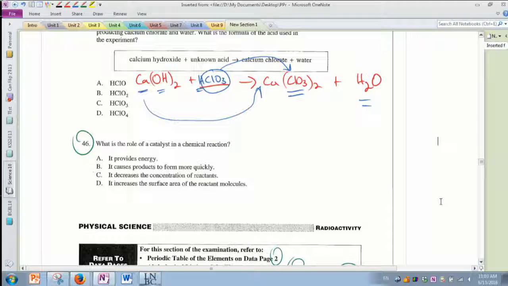46, the role of a catalyst in a chemical reaction. Causes products to form more quickly. Yeah, letter B.